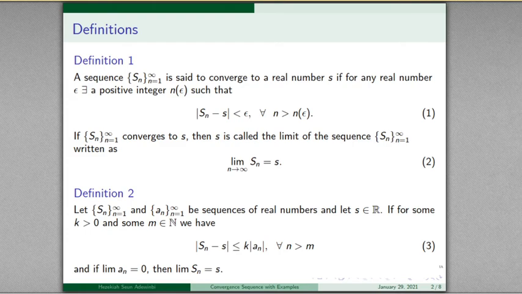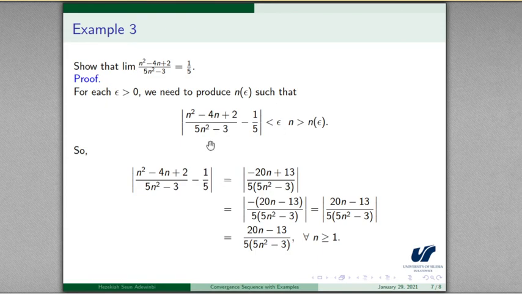where an is also a function, a sequence. So n squared minus 4n plus 2 divided by this, minus 1 over 5, is this. When we simplify this, because of the absolute value, this can go away. Then we have this. Therefore, for n greater than or equal to 1, this will definitely be positive. And we can easily see that by substituting 1 here, this will be positive. Substituting 1 here, this should also be positive.